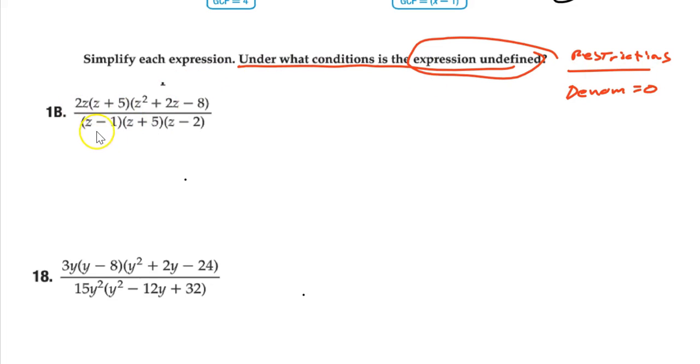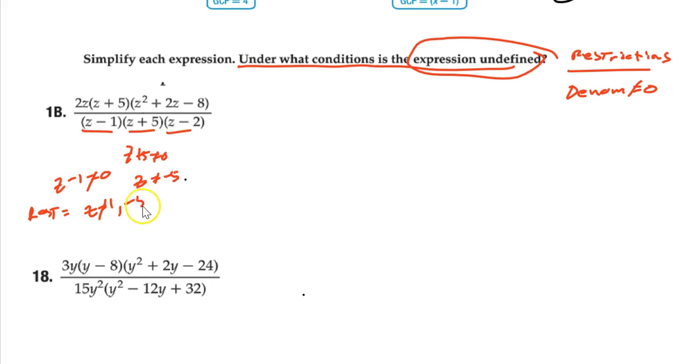So in this case, just set each one of these not equal to 0. Your numbers can't be 0. So set this one equal to 0, and you're going to get z cannot equal 1. Restriction: z plus 5 cannot equal 0, so z cannot equal negative 5. And then z minus 2 cannot equal 0, so z cannot equal 2. So those are our restrictions.